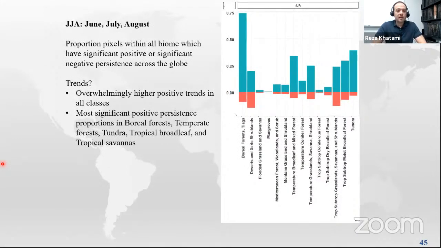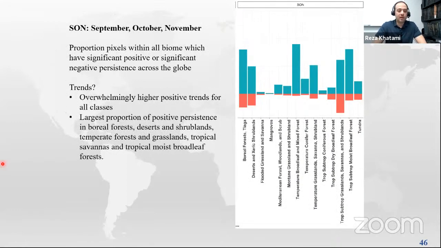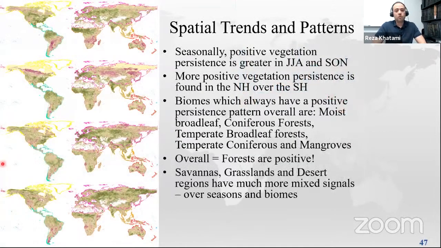For June, July, August, we had overwhelmingly higher positive trends for all classes, for all biomes, especially for boreal forest, temperate forest, tundra, broadleaf, and forest, and tropical savanna. A similar trend was observed, and most of the biomes had more positive persistence on September, October, November. So overall, June, July, August, and September, October, November had higher persistent values, and we also observed more positive persistence in North Hemisphere than South Hemisphere.